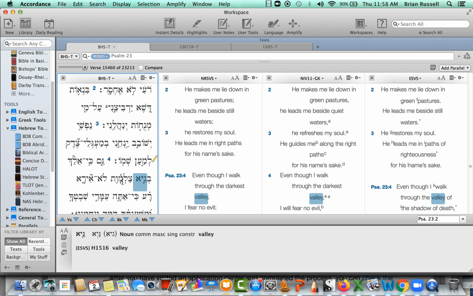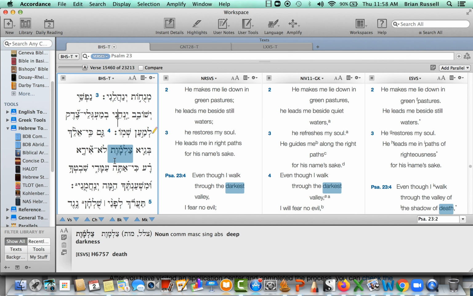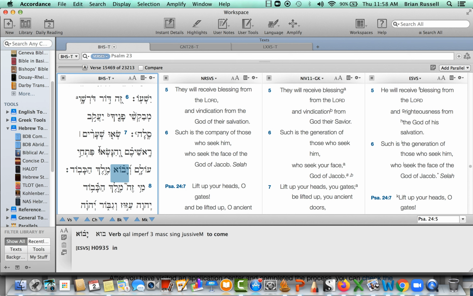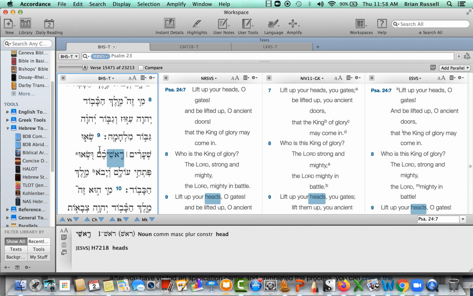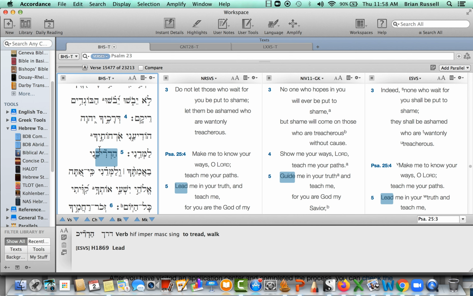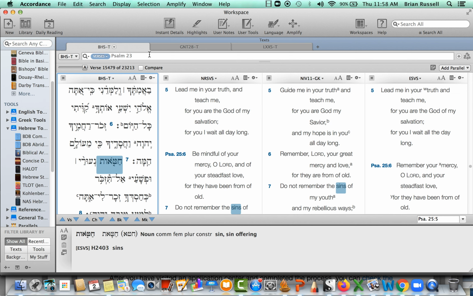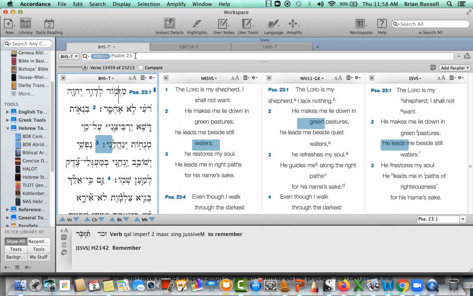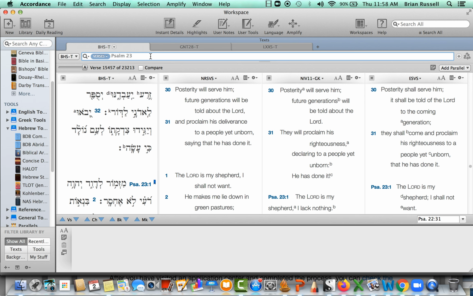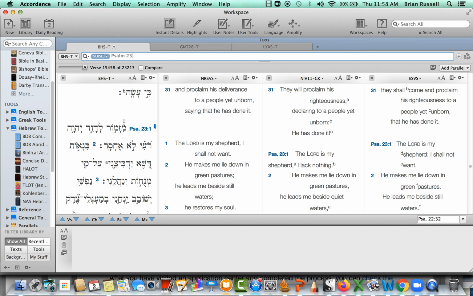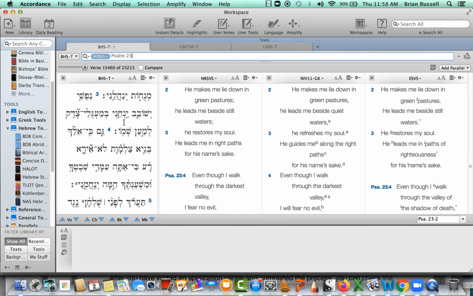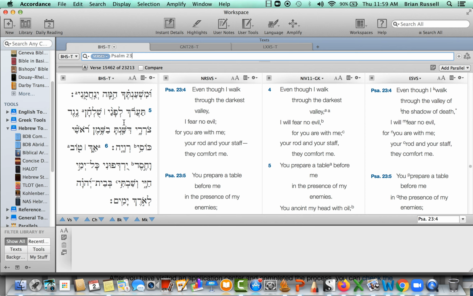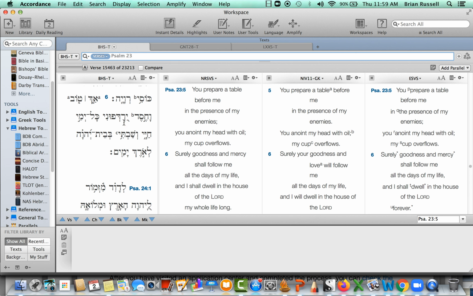One more verse to go. So let's go ahead and look at verse 6. And verse 6 is a little bit longer. Sorry about that. What is going on here? I need to back that up. Sorry, my Accordance is taking on a life of its own here while I'm recording the screen, apparently. Okay, there's verse 6. Get that right there.